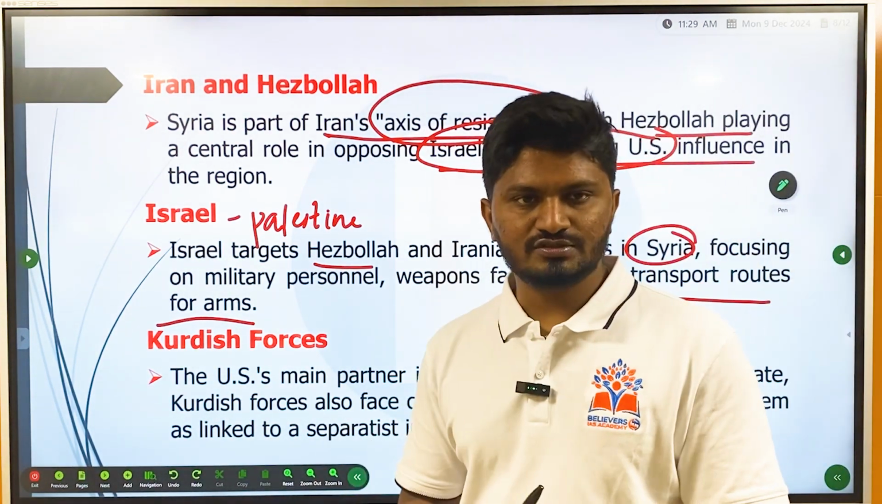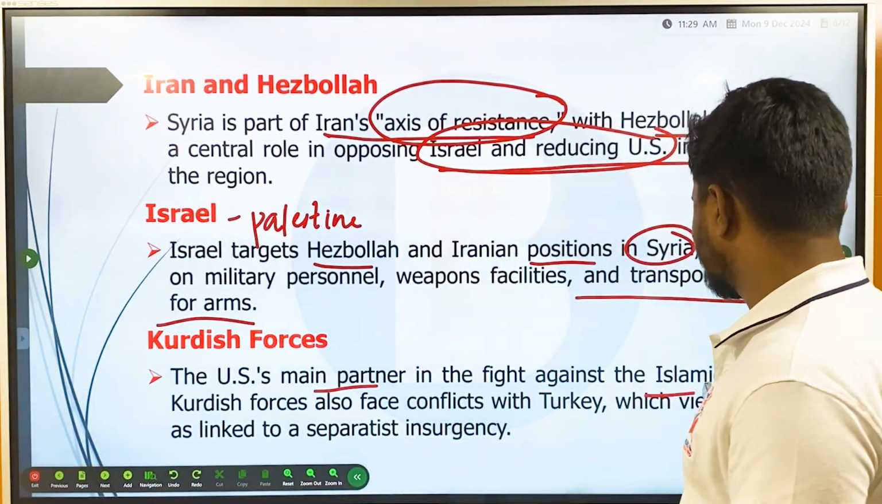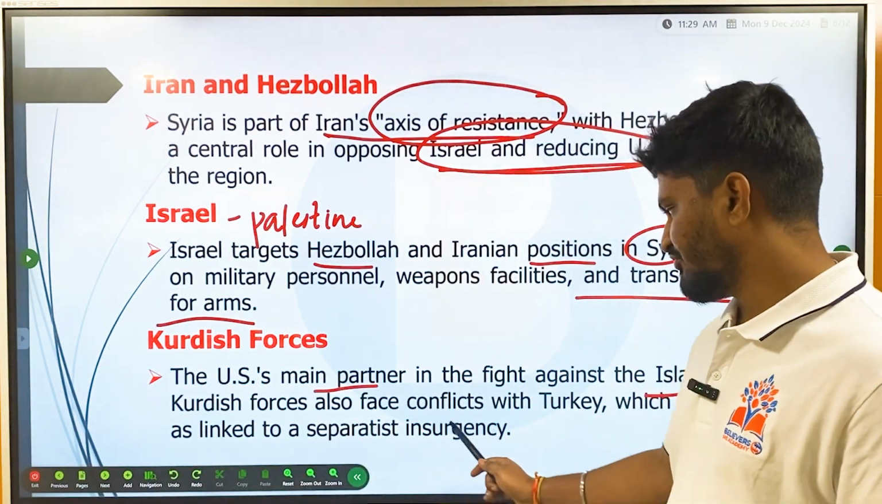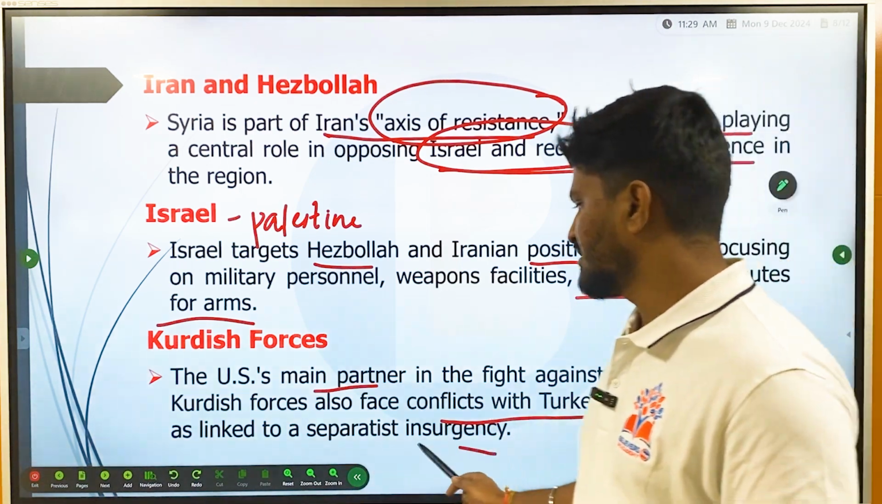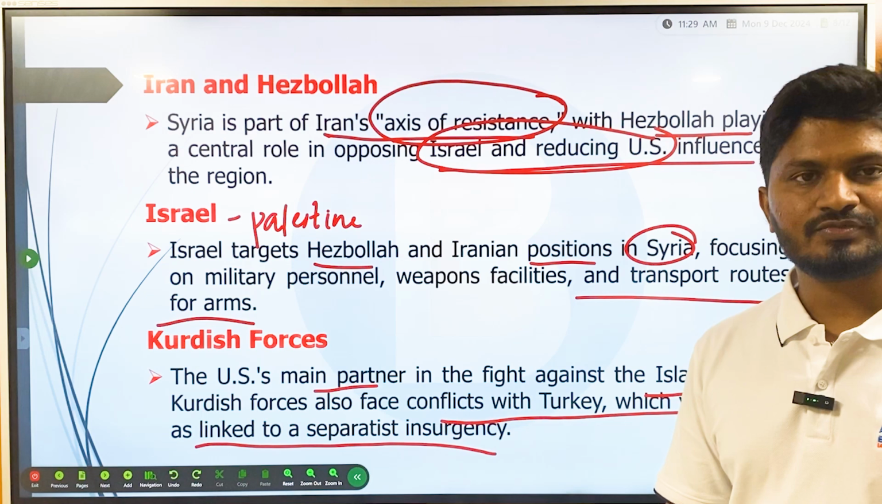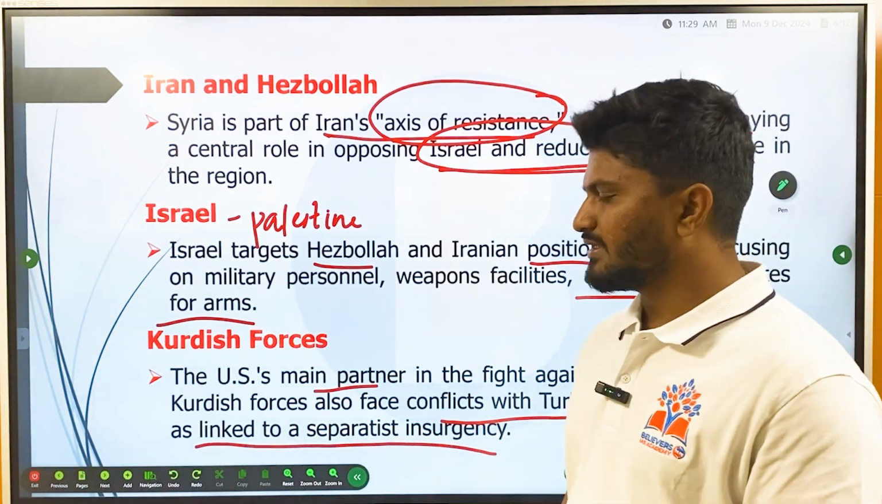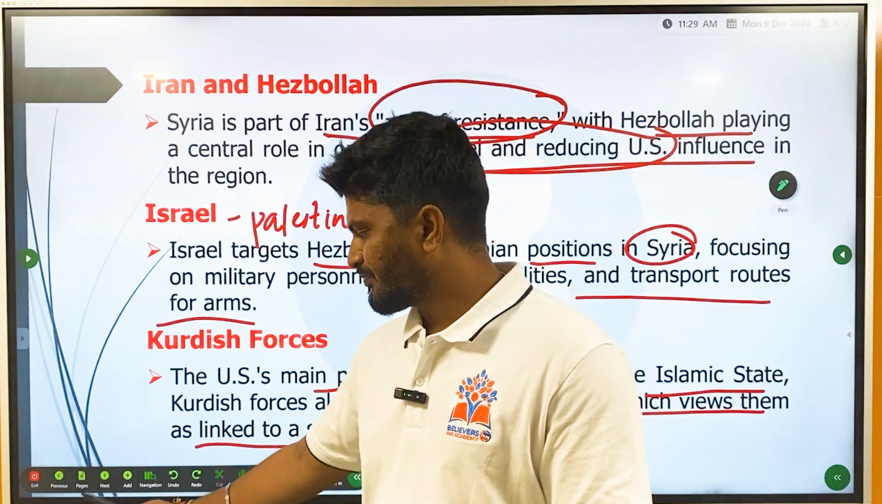And there are Kurdish forces. What are the Kurdish forces? As I already explained, the US is main partner in the fight against Islamic State. Kurdish forces also face conflict with Turkey, which views them as linked to separatist insurgency, as already explained here. Very complex, all these players play in the war in Syria.